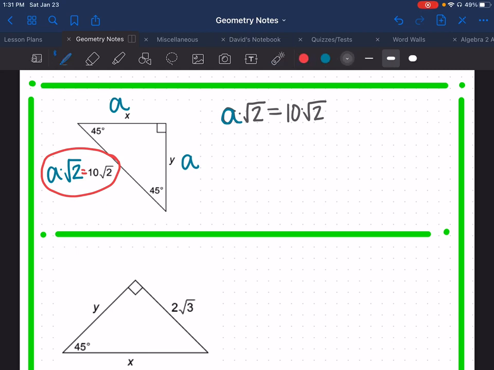Okay, let's think. The square root of 2 can be pretty scary, but don't think of it that way. You're multiplying the variable A times the square root of 2. How do you get rid of times? You simply divide. So if I divide this by the square root of 2, it disappears. What I do to one side, I do to the other. And take a look at this. It disappears as well. And A is equal to 10.